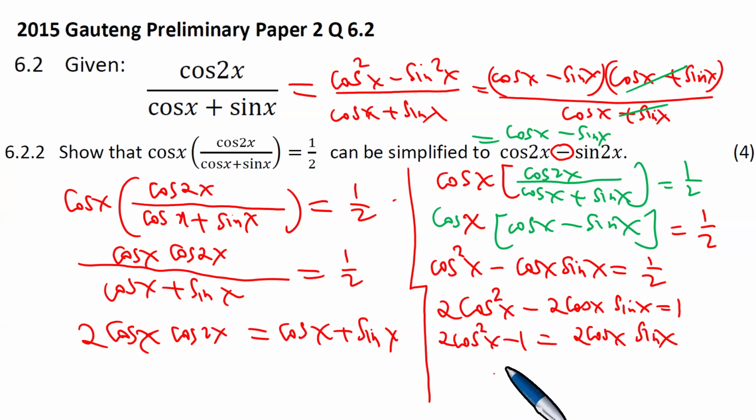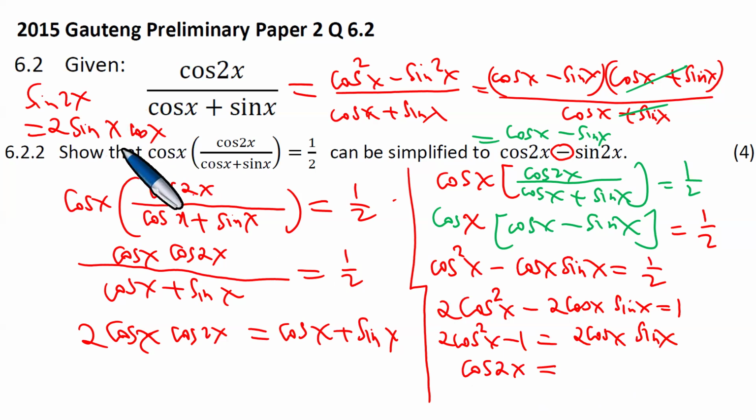Now 2 cosine squared x minus 1 is cosine 2x, and this one, 2 sine x cosine x, is 2 cosine x sine x. We know that sine 2x is the same as 2 sine x cosine x, so this one is exactly sine 2x. As I indicated, whoever typed this question did not type it correctly. It should be: show that this can be simplified to cosine 2x equals sine 2x. And we have proven that cosine 2x equals sine 2x.